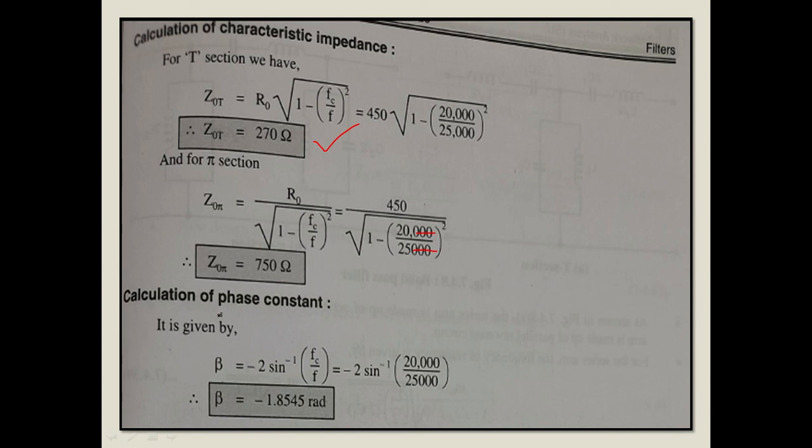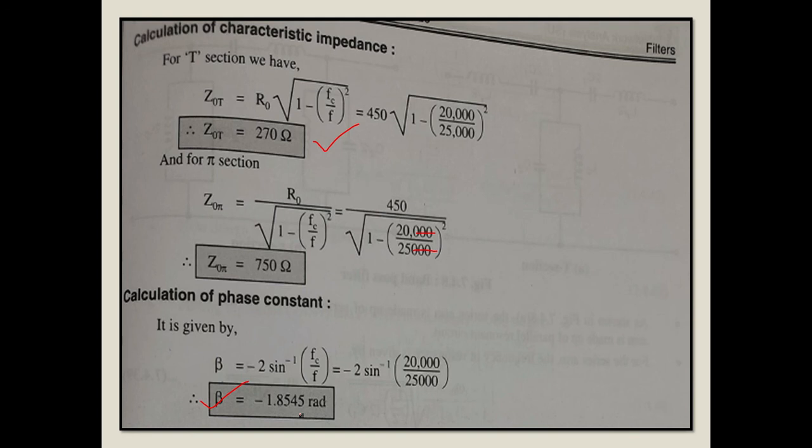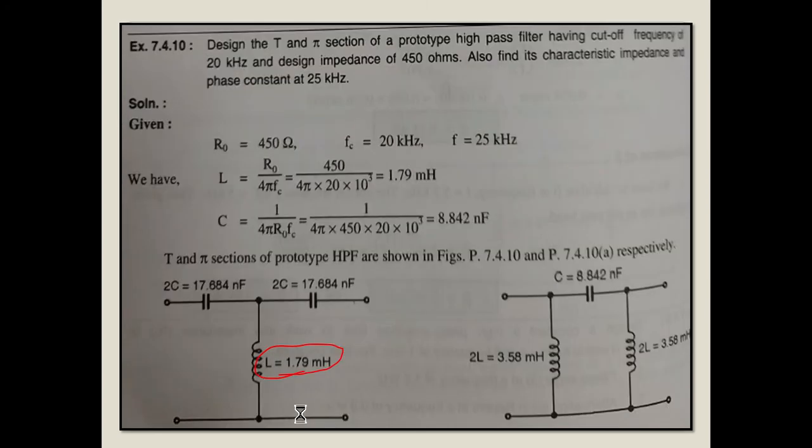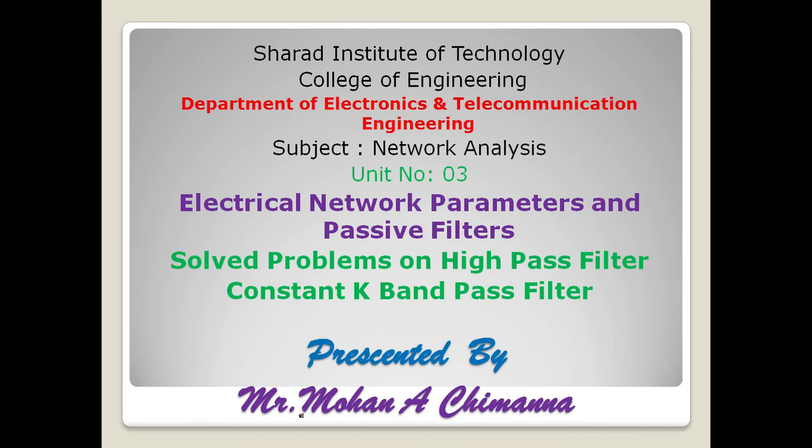Then finally to calculate the phase constant, beta is equal to minus 2 sine inverse of Fc upon F, which is equal to minus 2 sine inverse 20,000 upon 25,000. That's why beta is equal to minus 1.8545 radian. Up to here we have seen some different or a variety of examples based upon the high pass filter, constant K high pass filter.